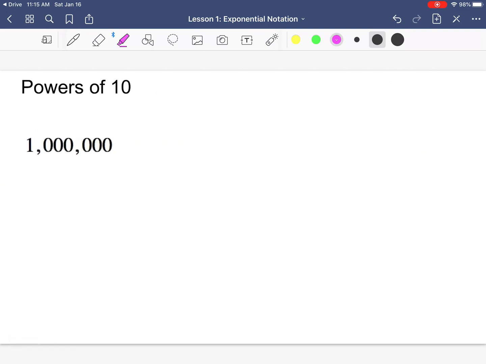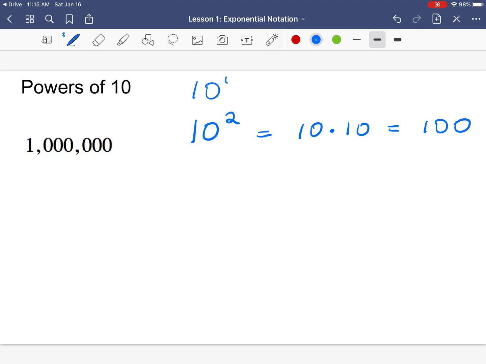Powers of 10. Let's start with 10 to the power of 2. That's 10 times 10, which is 100. Then let's go 10 to the power of 1, which is just 10. Let's look at 10 to the power of 3, which is 10 times 10 times 10. 10 times 10 is 100, times 10 is 1000.